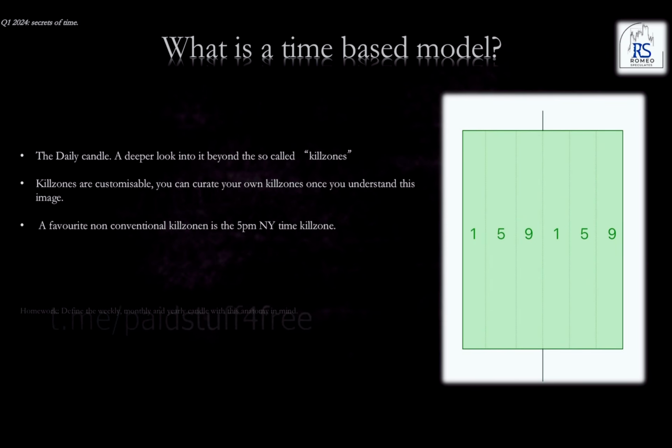This is a look at the daily candle beyond the so-called kill zones. The daily candle has 6 4-hour candles, hence the importance of the numbers 1, 5, 9, 1, 5, 9. This is something I've hinted at before, and I've spoken about in the previous private group, which was Level 2, Time and Turtle Soup, which you can find on the website.